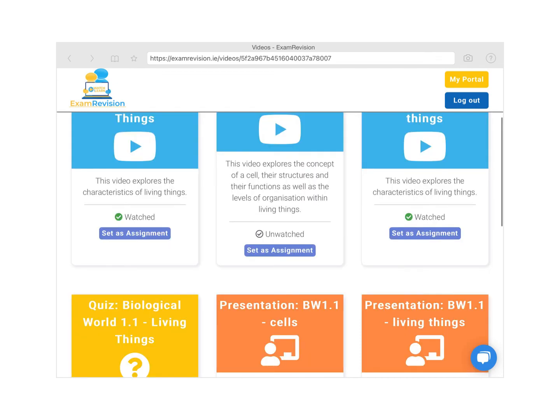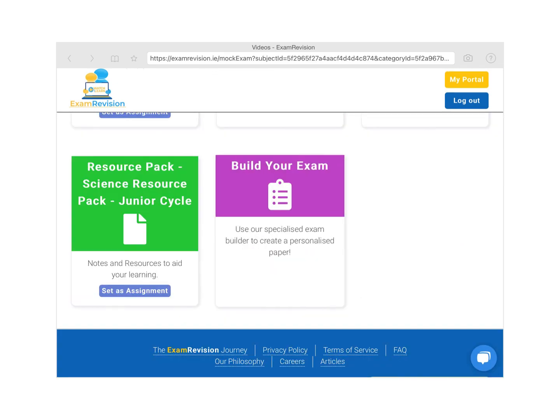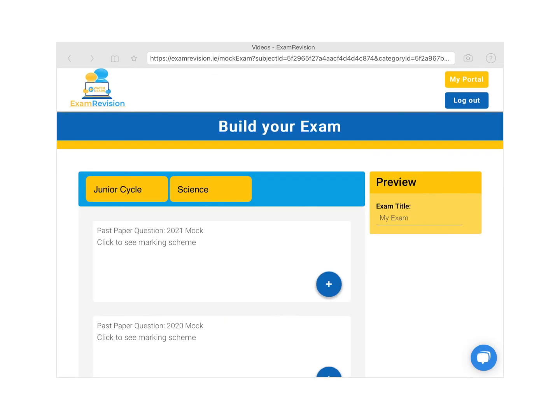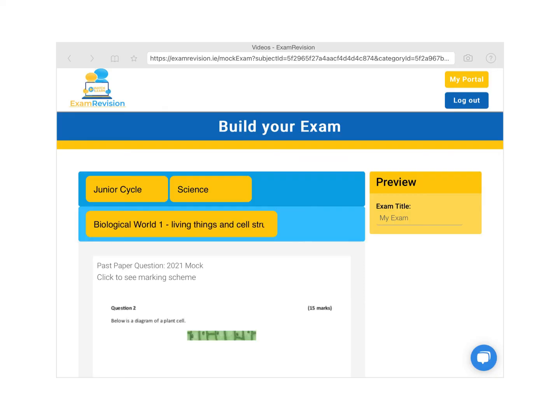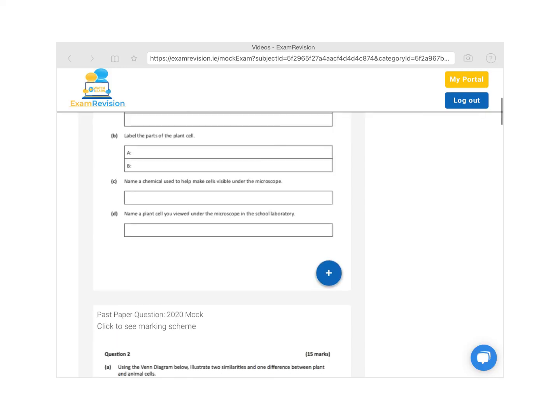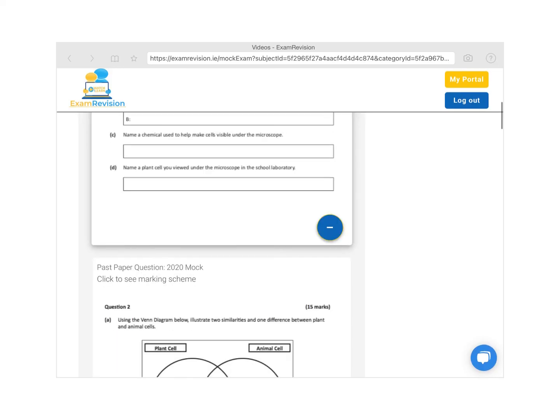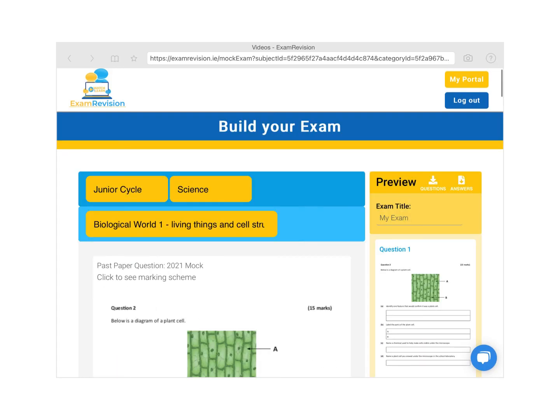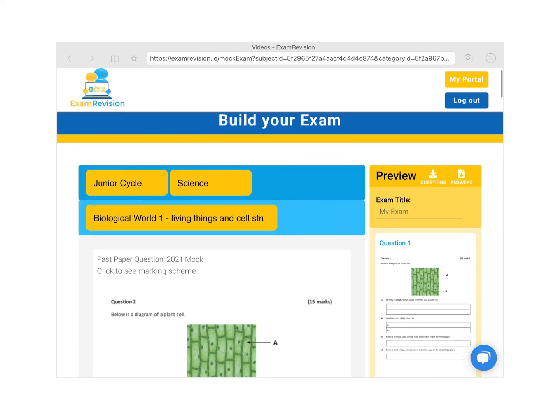We do also have the option towards the bottom of an exam builder. So at the minute here, we're looking at Biological World 1, so living things in the cell. So all you have to do is flick through the questions, whichever ones you want to add to an exam for yourself, you press the plus button, and when you go back up to the top, there's an option there to download the questions and the answers, and you can test yourself. So these are all former exam questions from the actual state exams and then from mocks as well. So you can really test yourself and make sure you know these topics inside out and upside down.